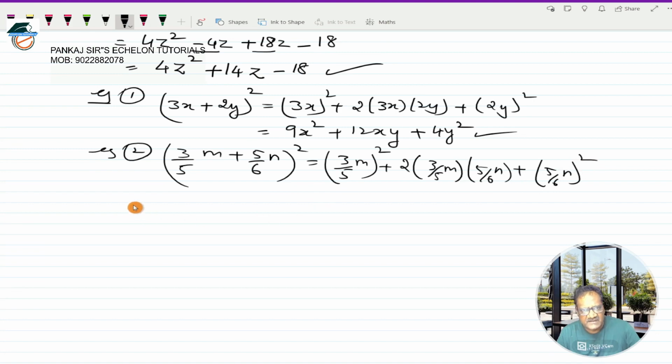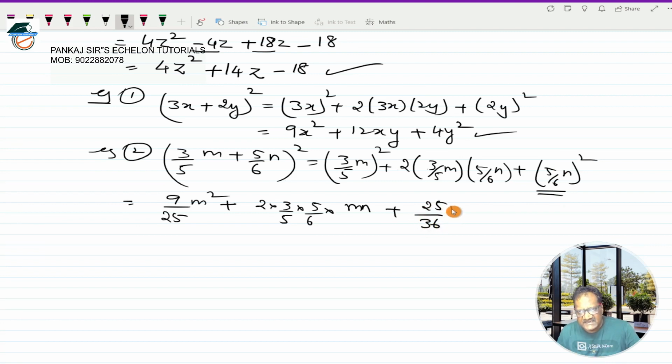Done. Now this will work out to: 3 square is 9 upon 5 square is 25, so this becomes 9 upon 25, and m square will become m square, plus 2 into 3 upon 5 into 5 upon 6, into mn, since you have m and n. Plus 5 square is 25, 6 square is 36, and this will be n square.